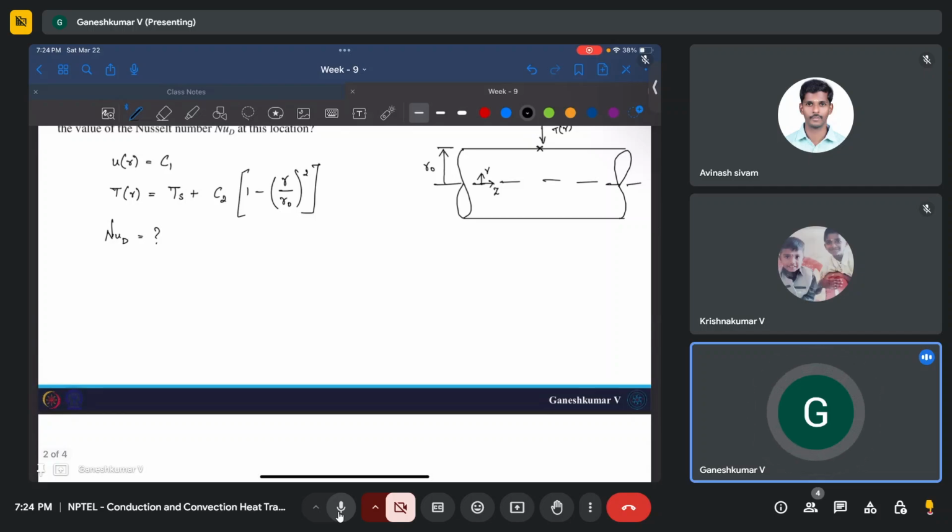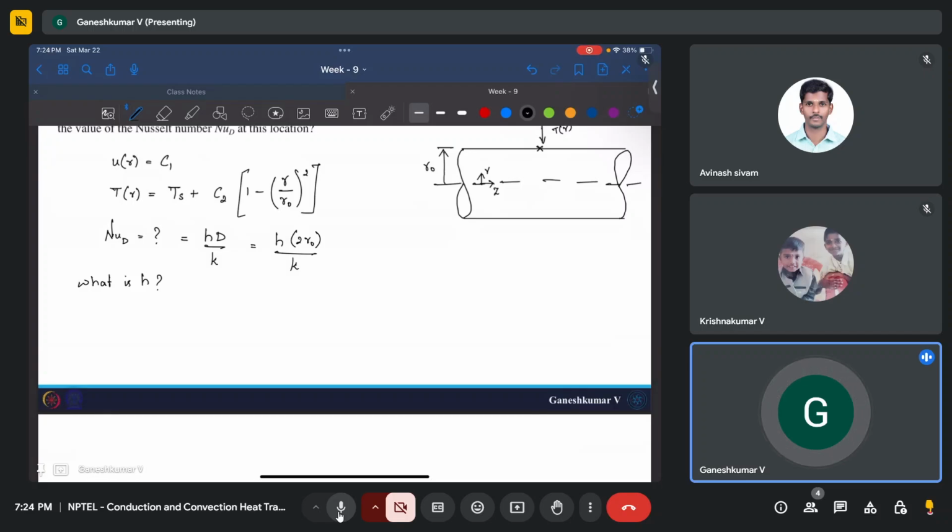Now, if you think about it, how would you define the Nusselt number? It is going to be hD by k. Now, k is a property. D is something we know, which is nothing but h into 2 times R naught by k. R naught is based on the design of the pipe, we can't do anything about it. The only thing we need to know is h. If you know h, you can find the Nusselt number.